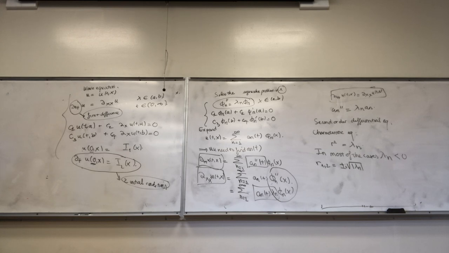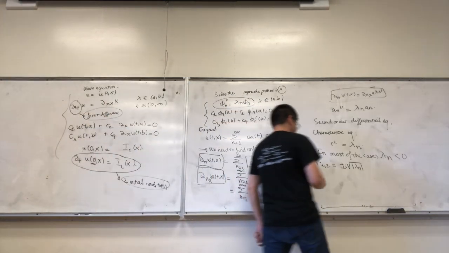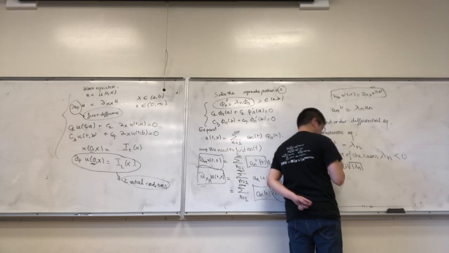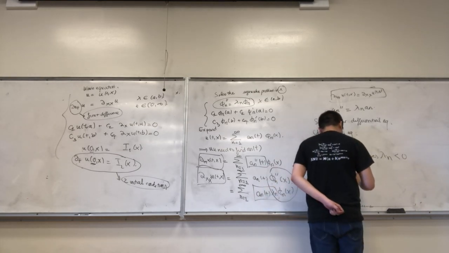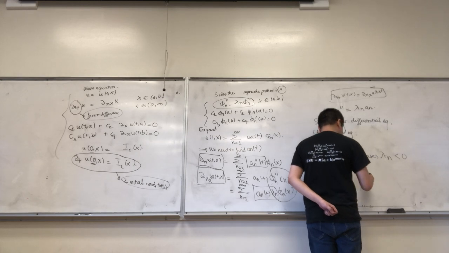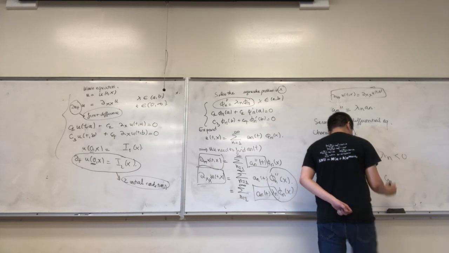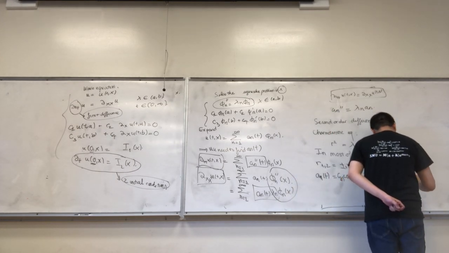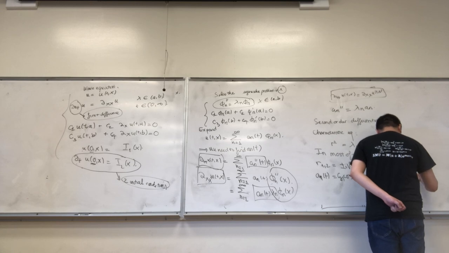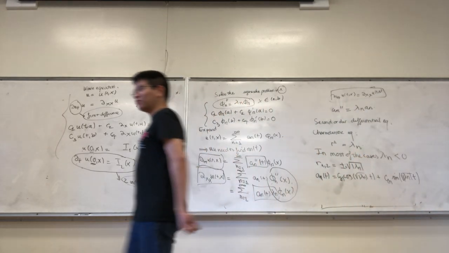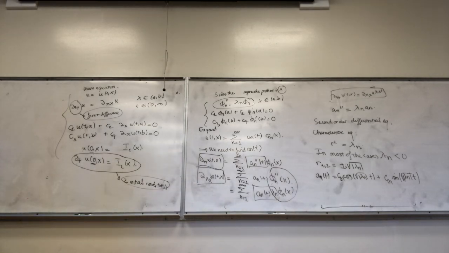What can I say about a_n? Now we say a_n(t) in this case would be c1n cosine of square root lambda n t plus c2n sine of square root lambda n t. So this wave equation is more difficult because you have to do the characteristic method twice.